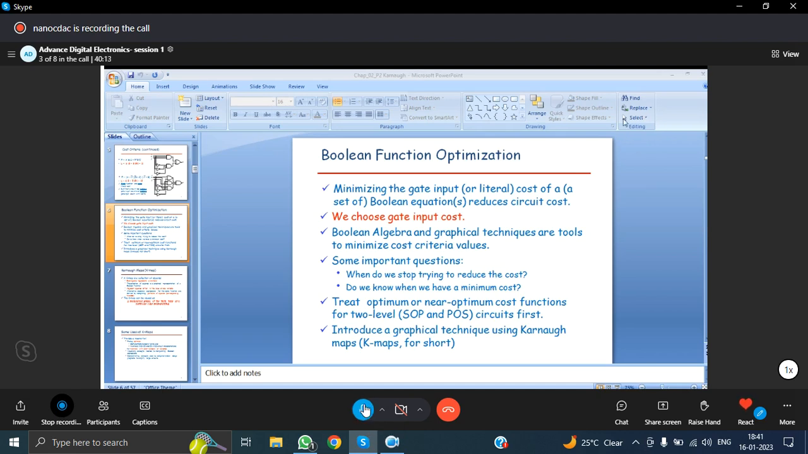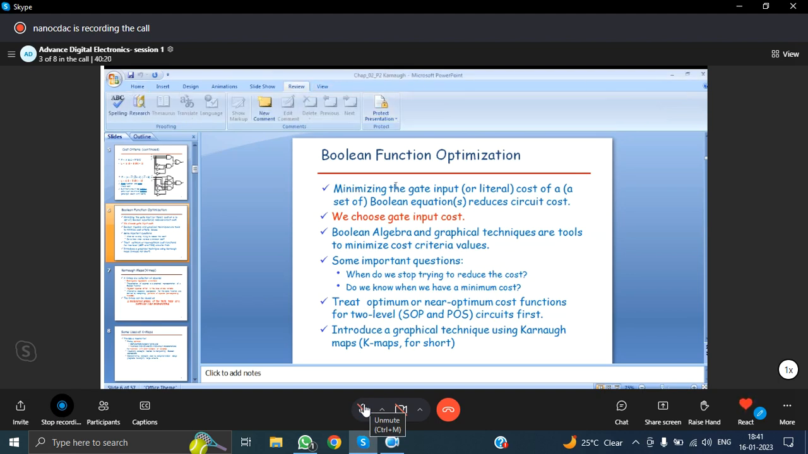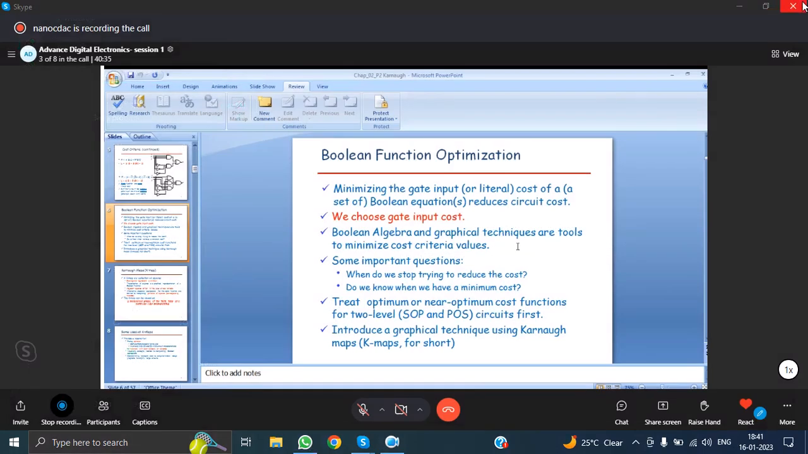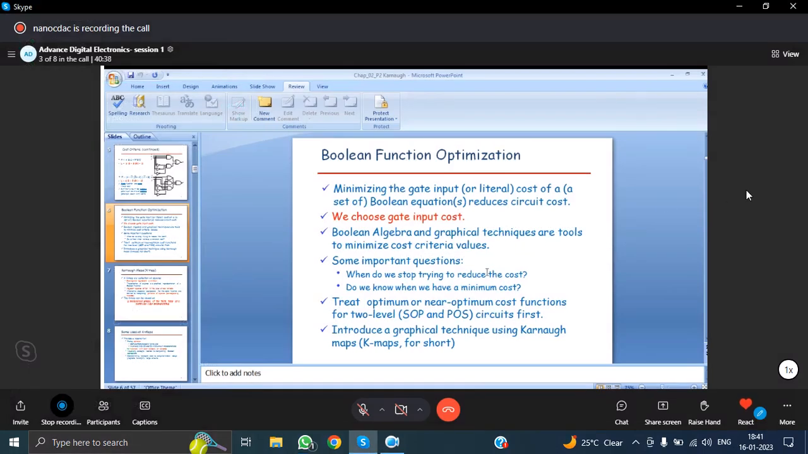So see here, the intention is minimizing. Minimizing the gate input cost of a Boolean equation reduces circuit cost. So we choose gate input cost only. It is very easy to minimize. Boolean algebra and graphical techniques are the tools to minimize cost criteria values. Here you can get two questions: when do we stop trying to reduce the cost, and do we know when we have a minimum cost?